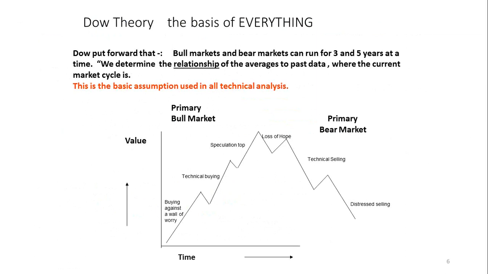We have this model that Dow put forward 100 odd years ago. It's still very, very valid today. It is still used in declaring bull markets and bear markets based on some of the methodologies that we'll go through today. So we put forward that bull markets and bear markets run for 3 to 5 years at a time, and we determine the relationship of the averages to past data. So we're looking at past data to create a view about where we might be at any particular time, and this is the basic assumption used in all technical analysis. We often bring in indicators and various other things to confirm what we're seeing.